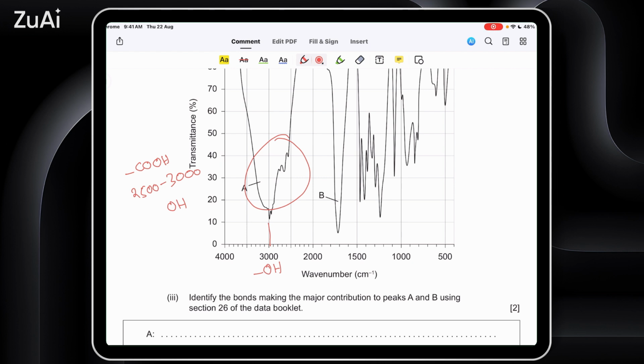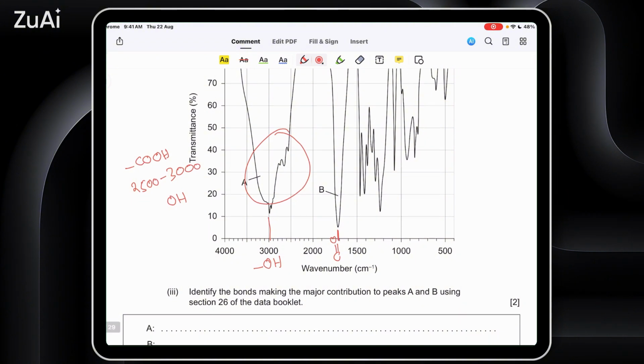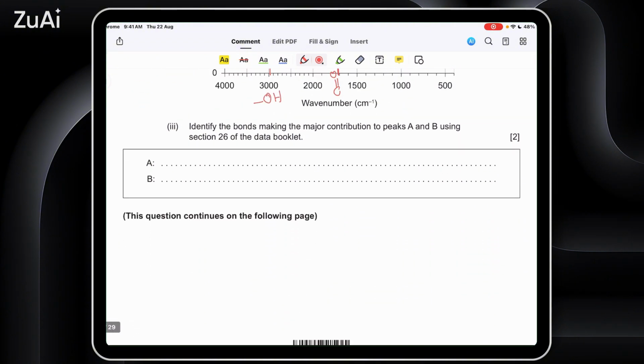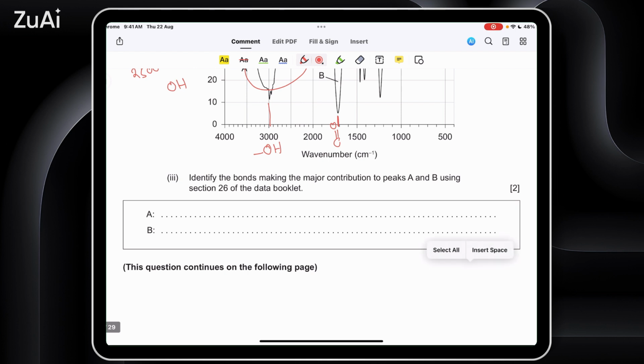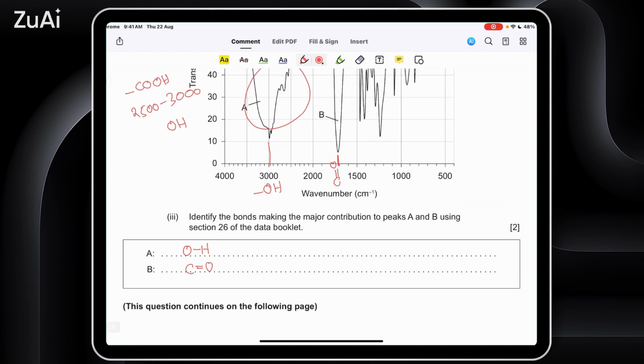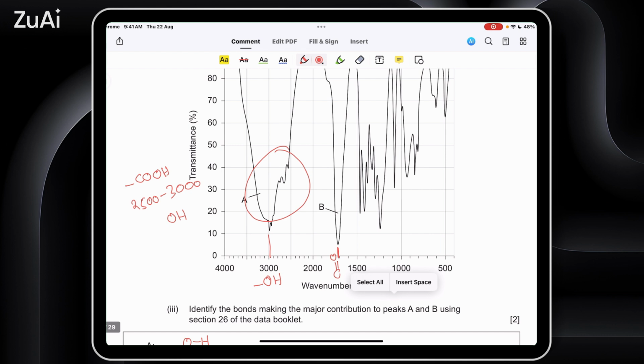And that's a very strong peak of the carbonyl group. You will find the carbonyl group peak, this. So that's why we can say that the OH and the C double bond O are the groups which give these peaks. You always remember between 1500 and 2000, the sharp peak indicates the presence of C double bond O.